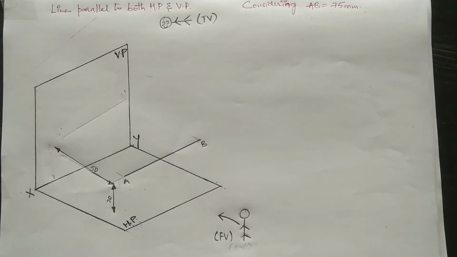Hello students, in this video I am going to explain the projections of straight lines. Before going into this, let me say what we mean by a line. A straight line is defined as the shortest distance between 2 points. So in this topic, we are about to see the projection of straight lines.